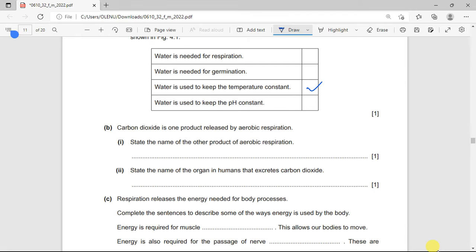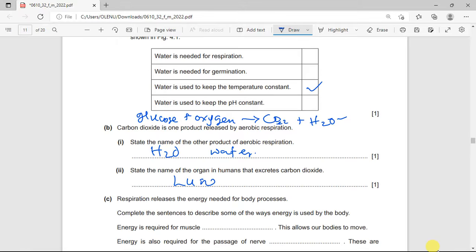Now, carbon dioxide is one product released by aerobic respiration. State the name of the other product. In aerobic respiration, you have glucose plus oxygen, which is the gas taken in, and it gives you carbon dioxide, CO2, plus water. Now, they say carbon dioxide is one product. So the second product is H2O, which is water. Now, state the name of the organ in humans that excretes carbon dioxide. Carbon dioxide is excreted by the lungs.